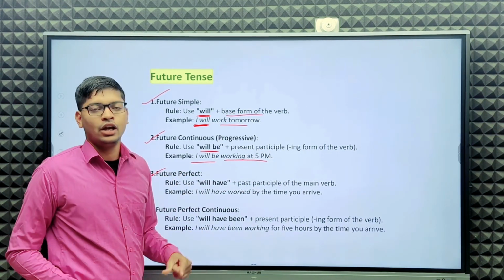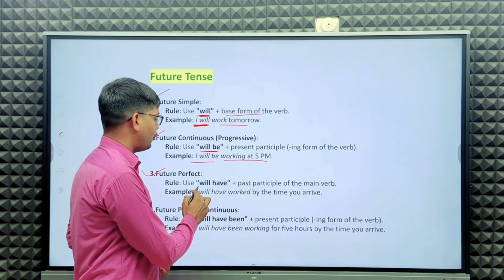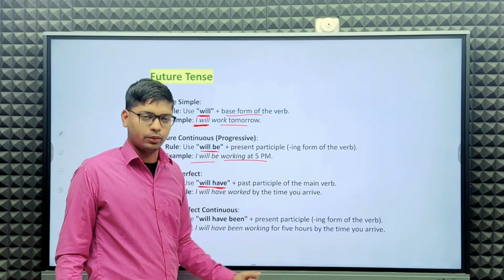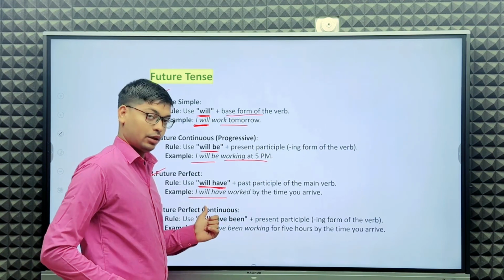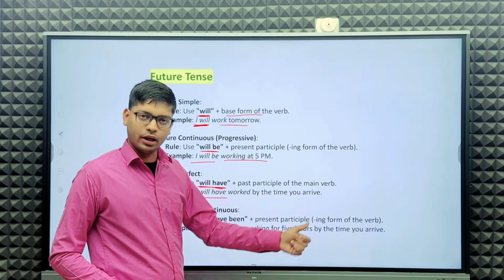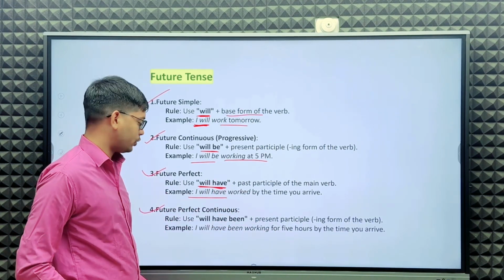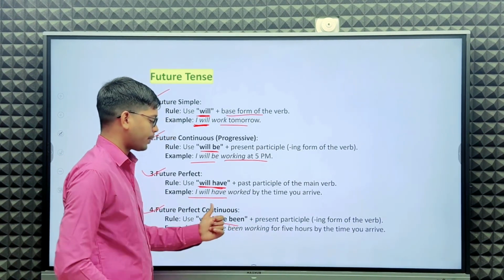Future perfect tense: we have to use "will have" with "I", plus the past participle of the main verb. I will have worked by the time you arrive. Next, future perfect continuous. In future perfect continuous tense, we have to use "will have been".